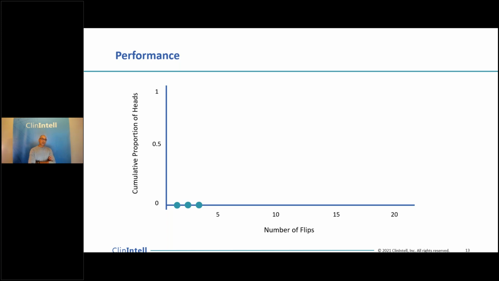3 flips, 0 heads, 0 out of 3. Flip it the fourth time, ooh, I've got heads, finally, right? What's the cumulative proportion? It's 1 head divided by 4 flips, 25%. Now, ooh, I've got another head, perfect, fantastic.